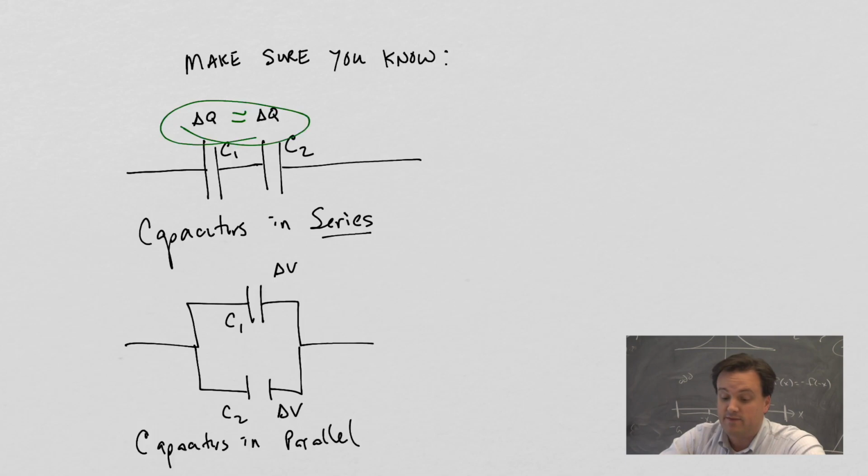On the other hand, if I have two capacitors in parallel, it's not the charge that's the same between the two capacitors, but it's the potential difference across those two capacitors that ends up being the same, because after all, they're connected by wires.